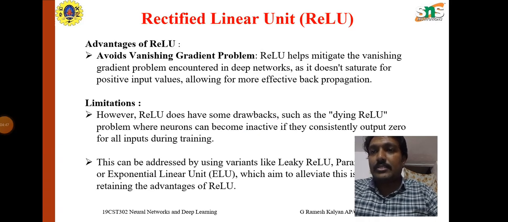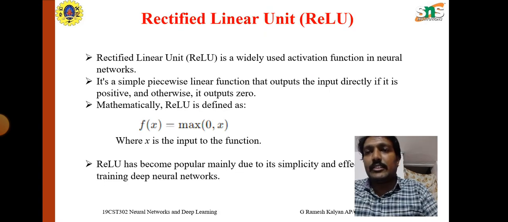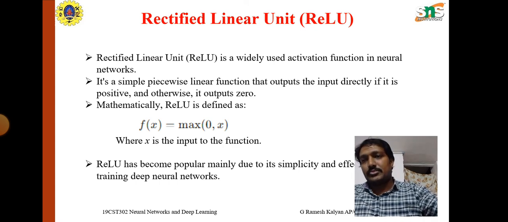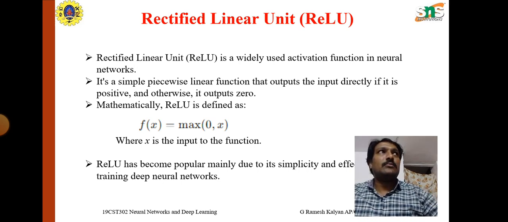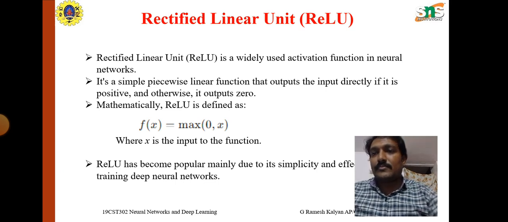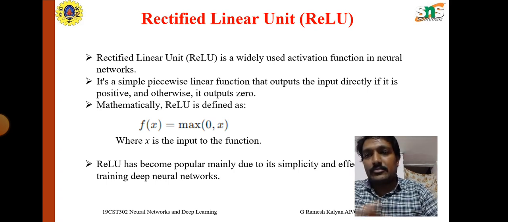Let us quickly recap. Rectified linear unit is an activation function used in neural networks. It is a simple piecewise linear function that outputs the value if it is a positive input, or else 0 if it is a negative input. Mathematically, the rectified linear unit is defined as f of x is equal to max of 0 comma x, where x is the input to the function.